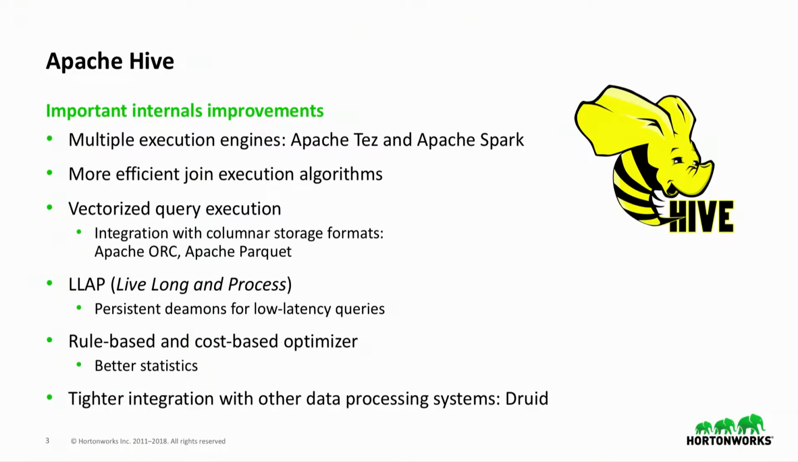There was also a lot of work to introduce and improve a rule-based and cost-based optimizer. Together with that, work to improve statistics, because those are the fuel for the optimizer, and you need better statistics in order to basically create better execution plans. And also tighter integration with other data processing systems such as Druid that cover other use cases, and they are useful to accelerate certain kinds of workloads.